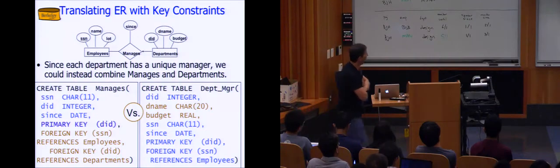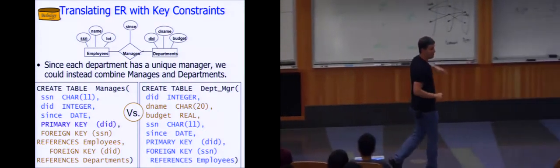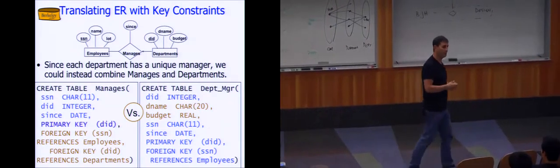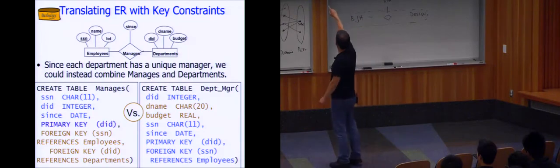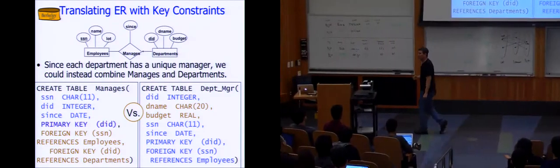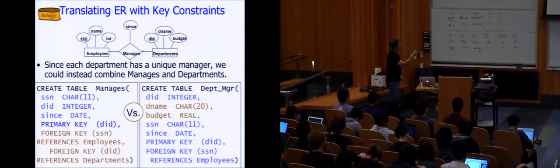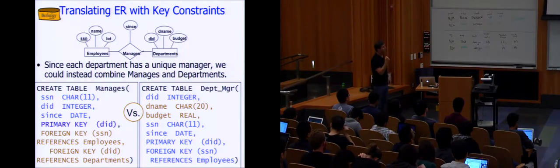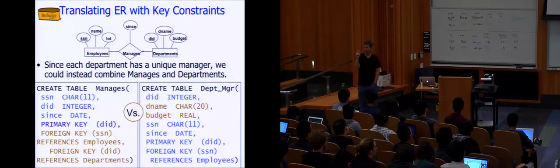By having only the primary key be DID, the manages relationship can have at most one row per department, which means it can have at most one manager per department. So removing SSN from the primary key enforces the at most one constraint. That's exactly how we capture it in SQL: we take the foreign key to employees out of the primary key of manages. Fewer columns in the primary key, less flexibility.